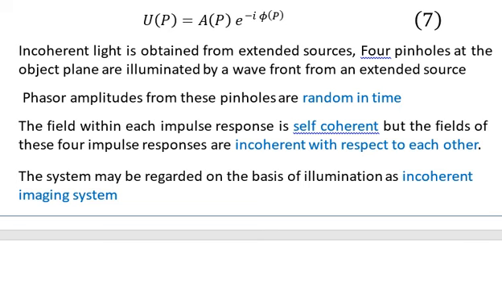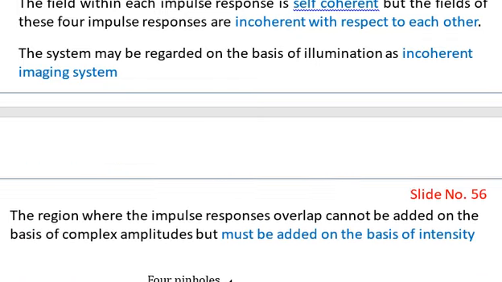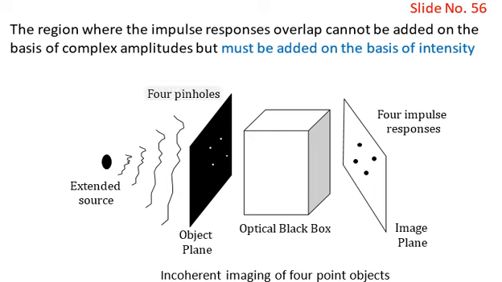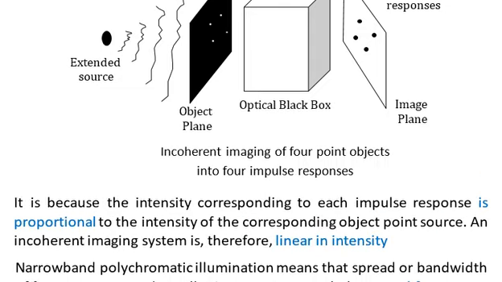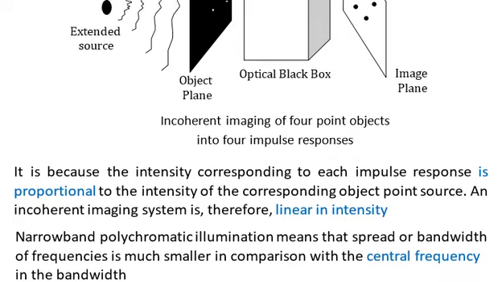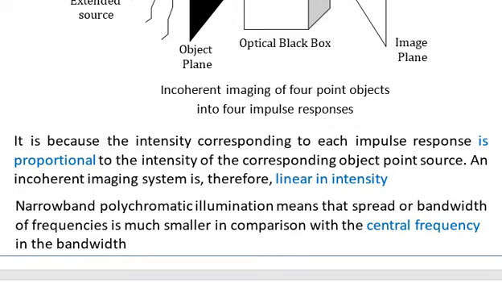The system may be regarded, on the basis of illumination, as an incoherent imaging system. The region where the impulse responses overlap cannot be added on the basis of complex amplitudes, but must be added on the basis of intensity, because the system is incoherent. It is because the intensity corresponding to each impulse response is proportional to the intensity of the corresponding object point source. An incoherent imaging system is therefore linear in intensity.